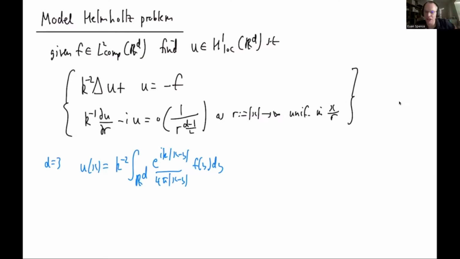Okay. So I'm just going to take 2 minutes to explain the meaning of this radiation condition. I'm sure there are people in the audience who know what it is. In that case, I apologize, but just to make sure we're all on the same page.